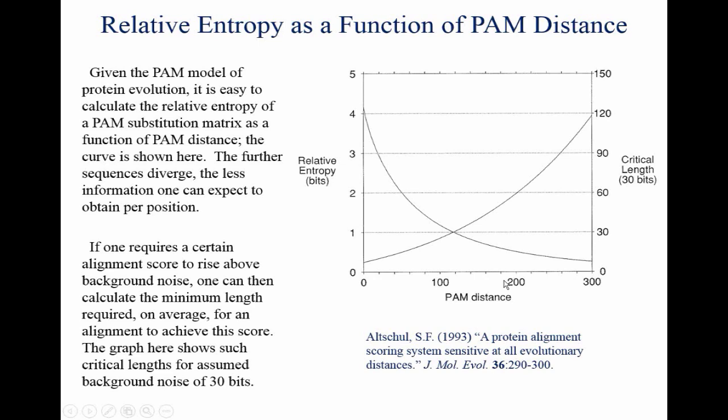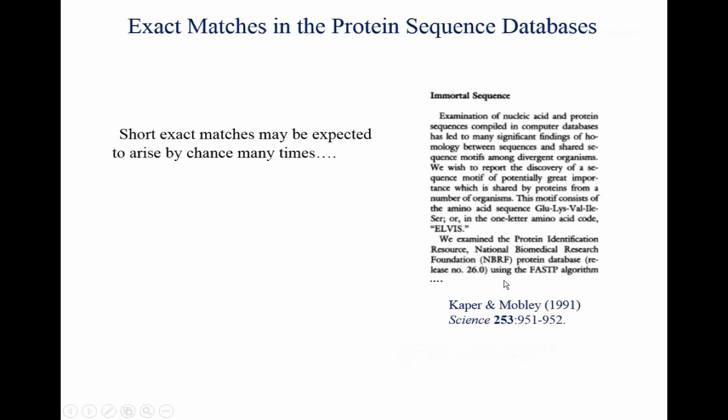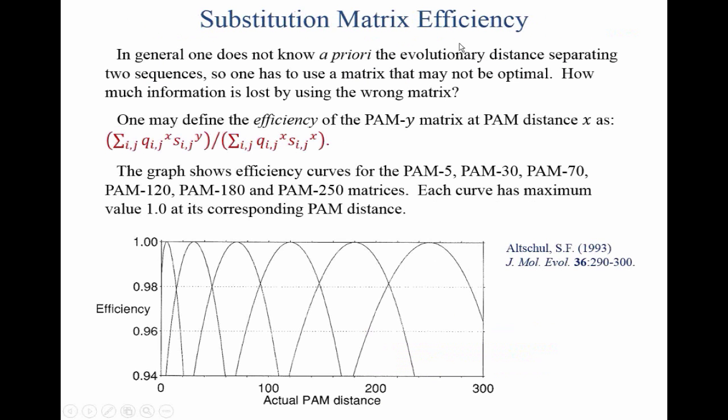Suppose I'm comparing two sequences that have diverged by 100 PAMs, but I'm using the 120 PAM matrix. Well, I want to introduce a new concept here, which I'm going to call the efficiency of a matrix, and the graph of the efficiency of various matrices occurs here. This is taken from this paper.